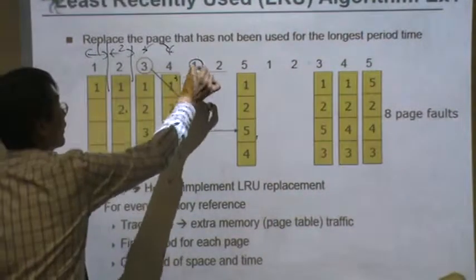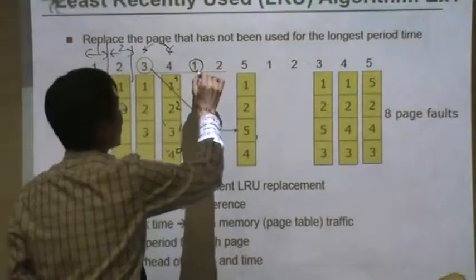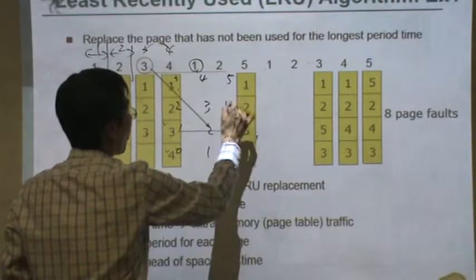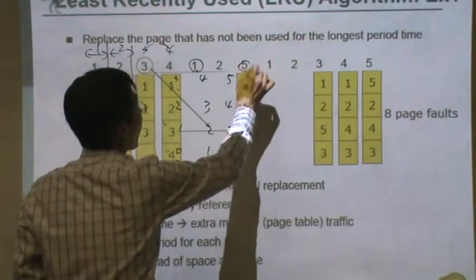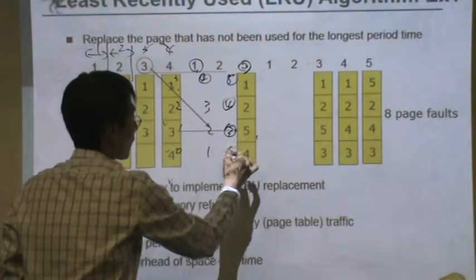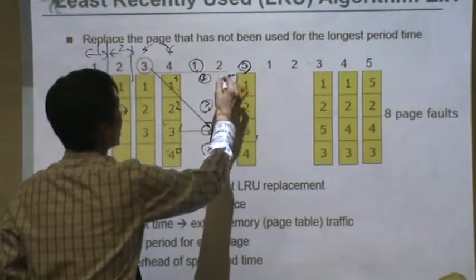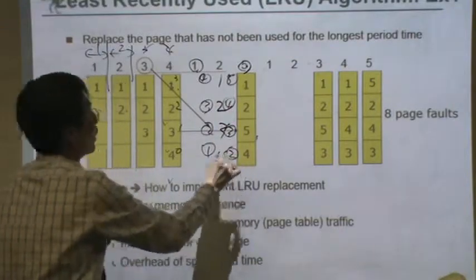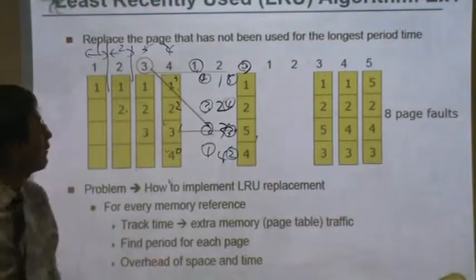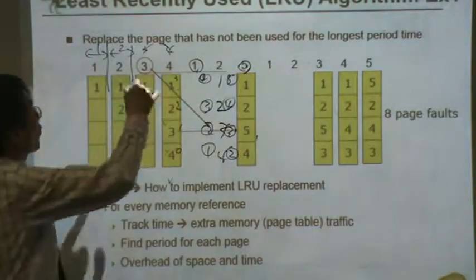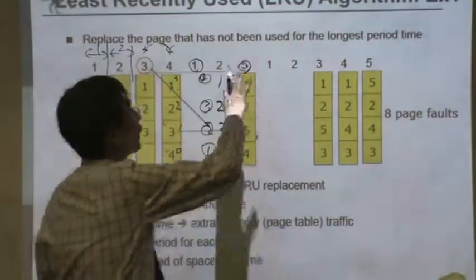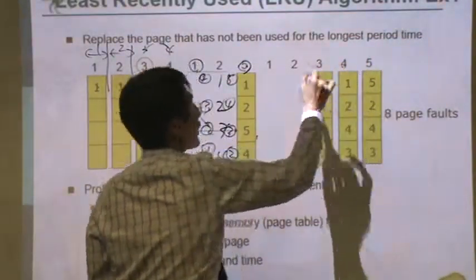Then 1 again, so no problem. So 4 time slots before, 3, 2, 1, then 5. Here the time is not the reference string; it's still 1, 2, 3, 4. So when we determine the victim page for 5, in first in, first out, we select this one because that is the oldest one. In optimal, we see the future, then 4 is the victim.